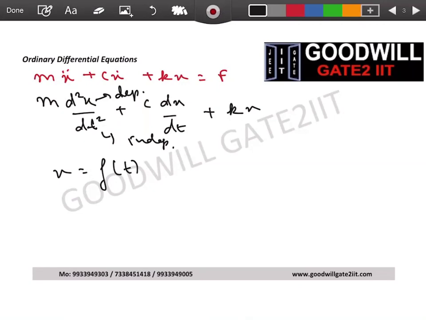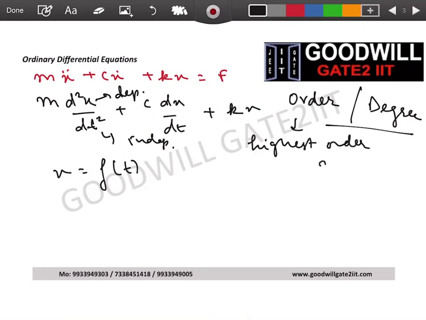Now, a very important thing for differential equation is what is the order of a differential equation and what is the degree of a differential equation. So the very important thing is order and degree of a differential equation. Okay. So the order of a differential equation is the order of the highest order derivative in the differential equation. So suppose let's take this differential equation.